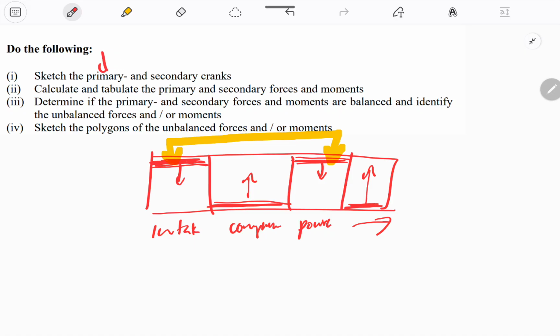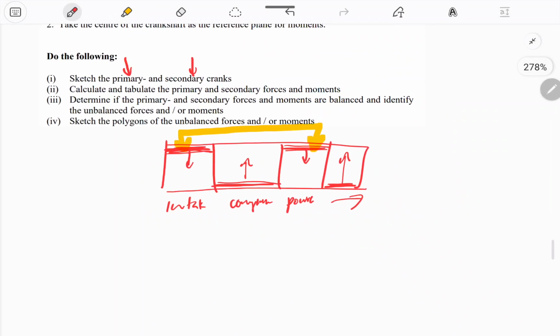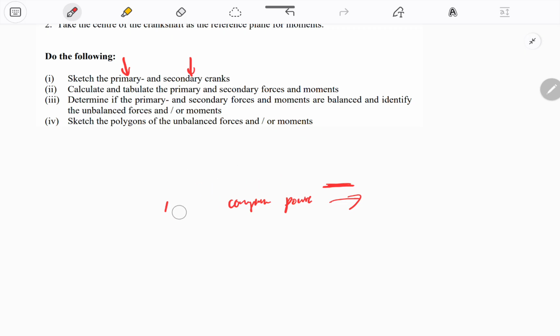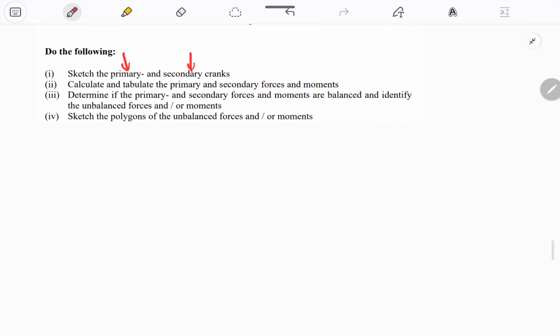So primary and secondary crank. Okay, let's try to draw that. Primary takes 1 revolution, while secondary happens twice in 1 revolution. You'll see when I'm doing the math how that affects how the math works. Okay, let's try sketching that. I don't need this part for my problem. Let's start with primary.